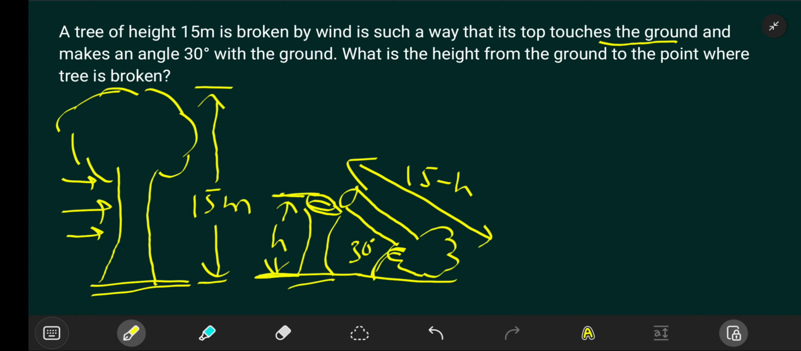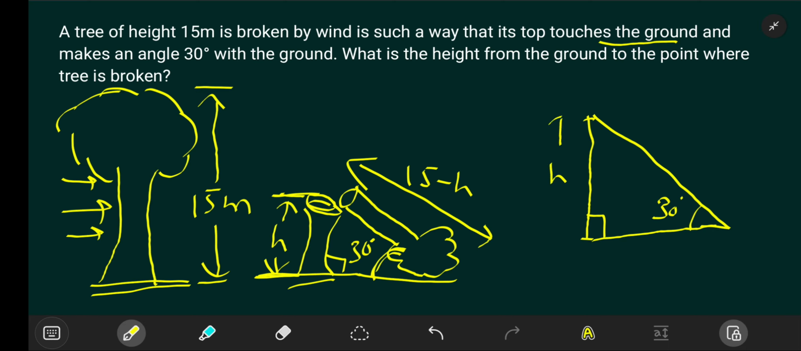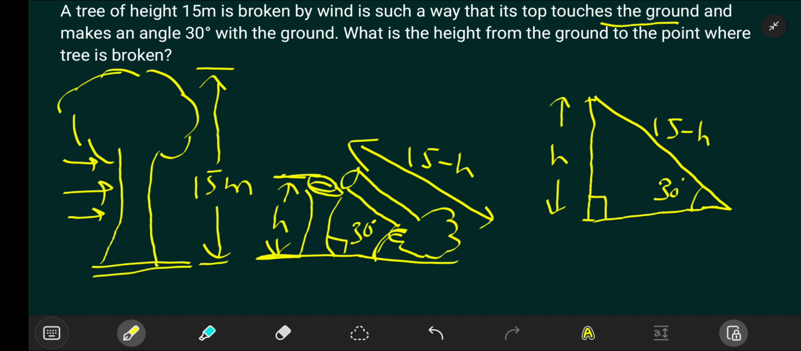Now I will draw a triangle so that it will be easily understood. This is the broken part. This is the right angle place, and here the tree touched the ground and made an angle of 30 degrees. This height I have assumed h, and this height is 15 minus h. Now, listen carefully.